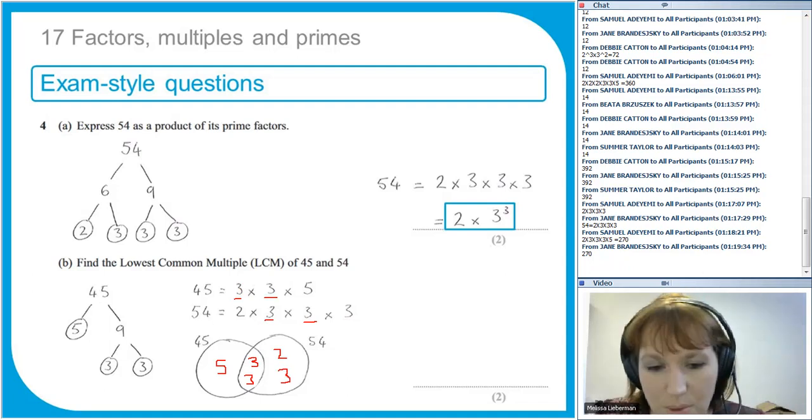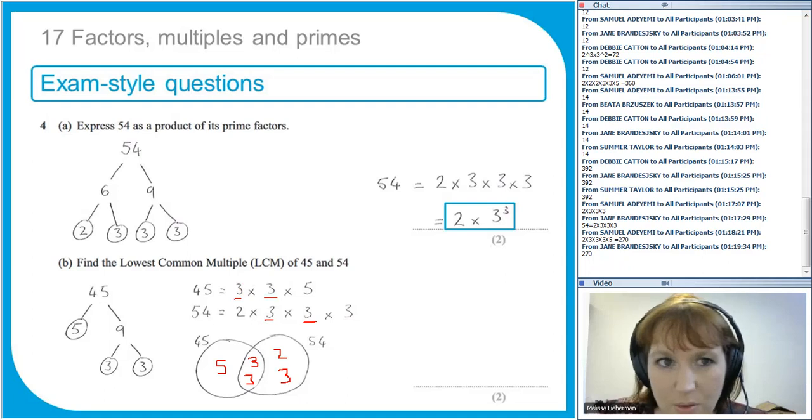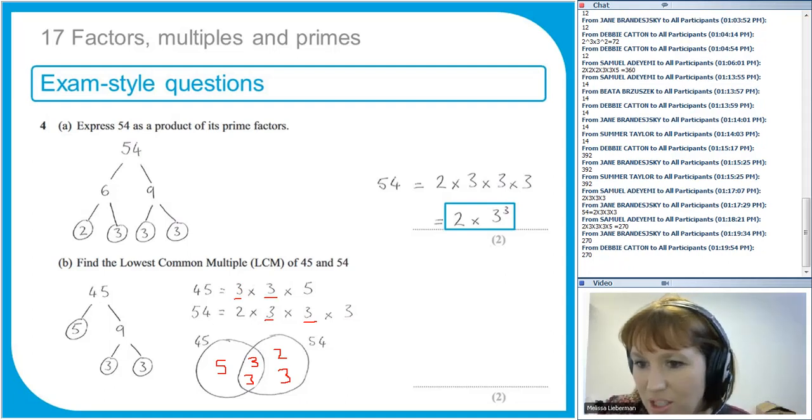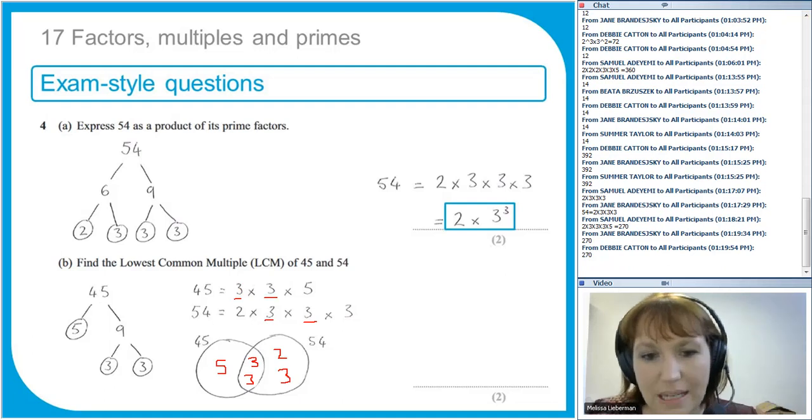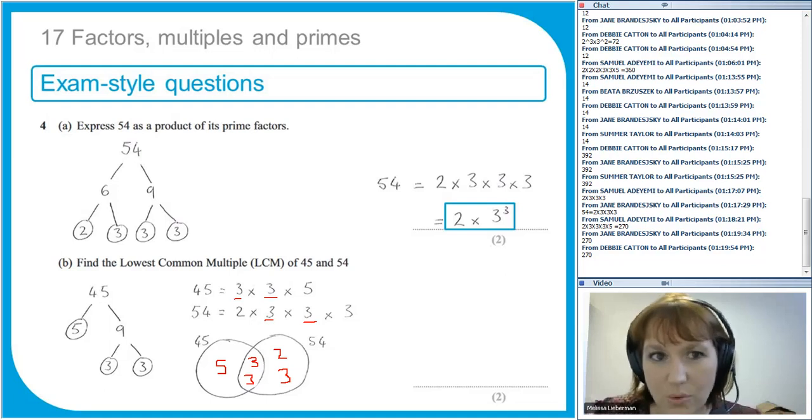And then the lowest common multiple is just all of those red numbers all multiplied together. And Samuel 270, Jane 270, Debbie 270, perfect. And if you've got a calculator, you can also check it. 45 times 54 divided by 9, which is the highest common factor of those numbers. And that will also give you the answer.